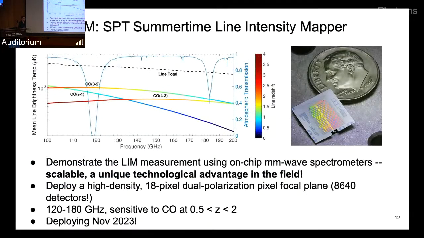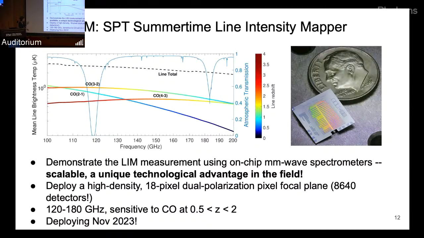So today I'm going to present to you the project that I'm going to be working on during the tenure of my Einstein Fellowship at the University of Chicago. It will be SPT-SLIM, the SPT Summertime Line Intensity Mapper. And the idea here is that we are going to demonstrate this line intensity mapping experiment using these on-chip millimeter wave spectrometers, which are this scalable, unique technology, which is the advantage in the field that gives me hope that cosmology could one day be happening.